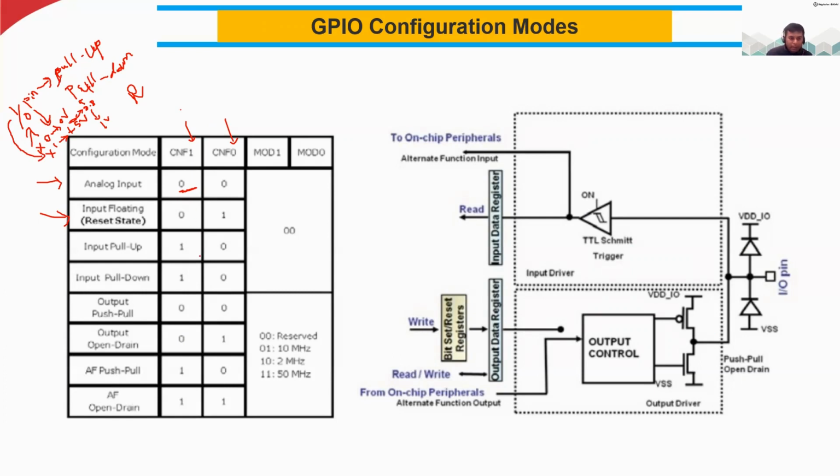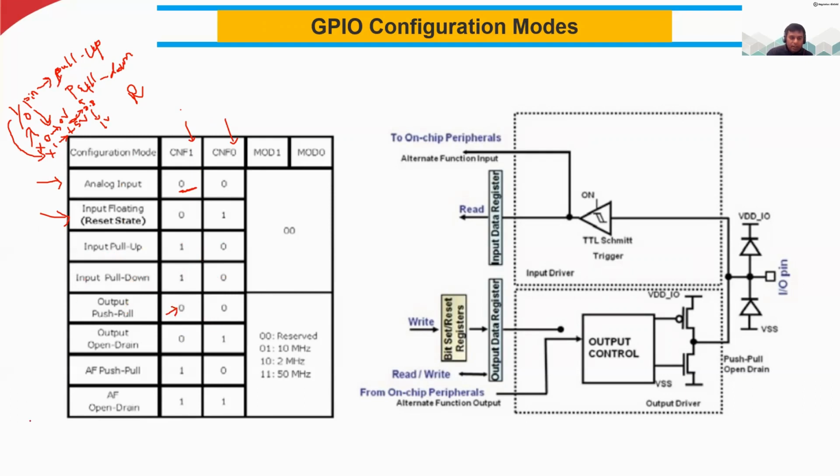Okay, and then similarly for this combination 1 0, you can set up this pull up, and with 1 0, you can also set up this pull down. So it depends upon how you are going to enable this pull up and pull down resistor. And this combination is indicating output push pull also.